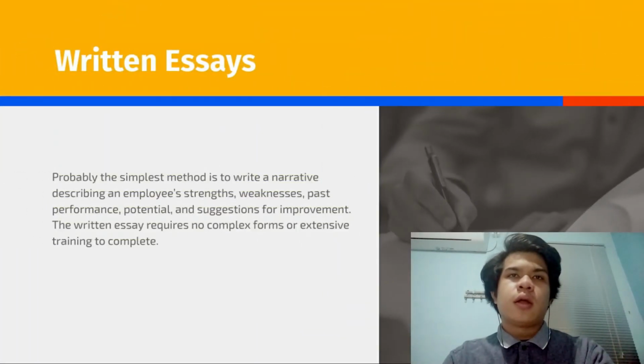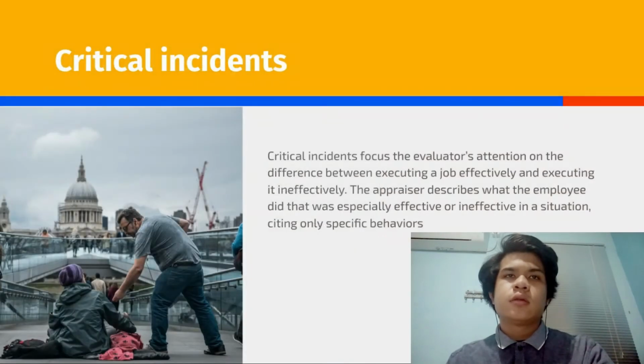First is written essays. Probably the simplest method is to write a narrative describing an employee's strength, weakness, past performance, potential, and suggestion for improvement. The written essay requires no complex form or extensive training to complete. And next, critical incidents. Critical incidents focus the evaluator's attention on the difference between executing a job effectively and executing it ineffectively. The appraiser describes what the employee did that was especially effective or ineffective in the situation, citing only specific behavior.